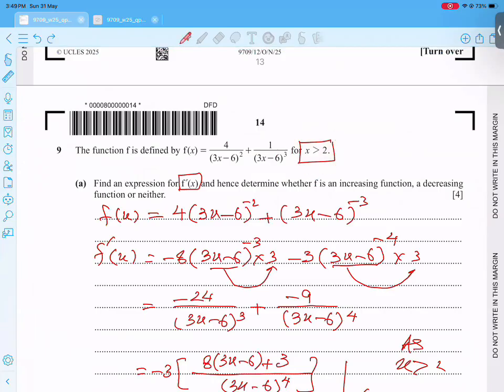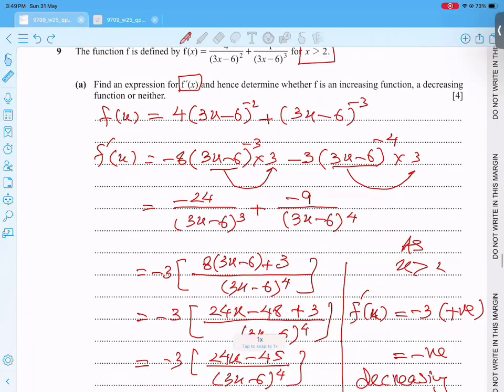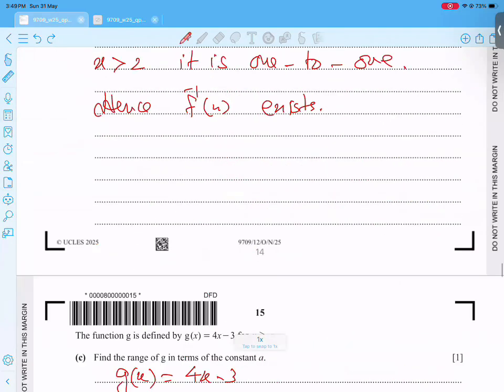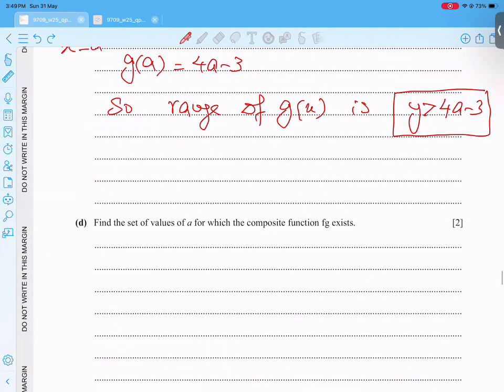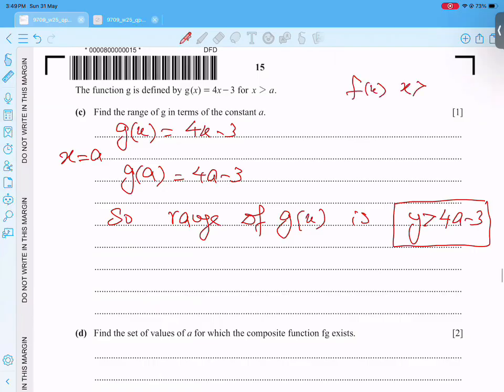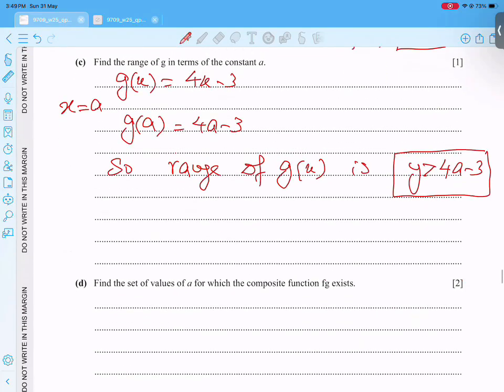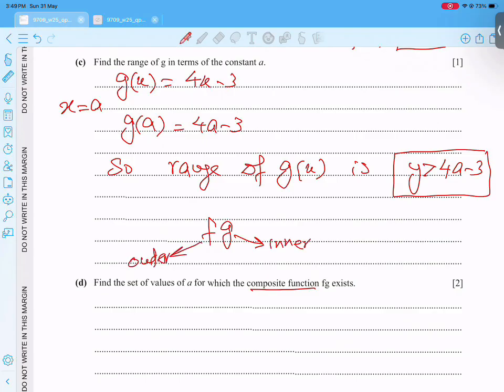X is more than 2. This is the domain for f of x. We have this domain given. And what is the basic criteria to make a composite function? If we talk about f of g of x, this is called the inner function, and this is called the outer function. So what is the criteria?